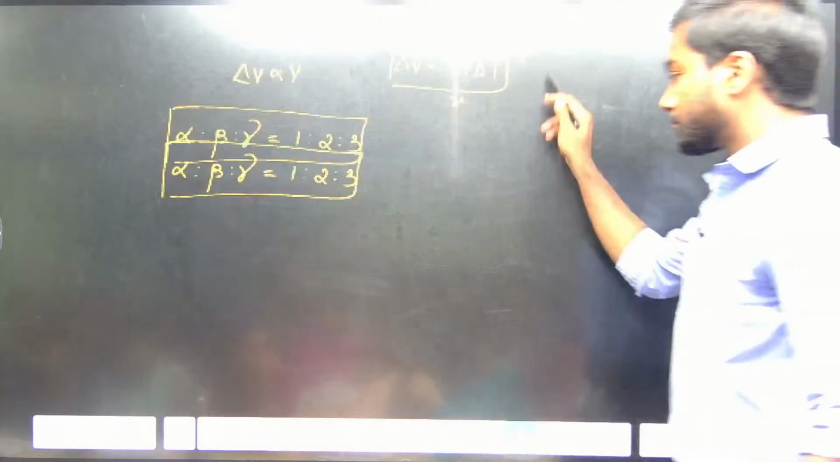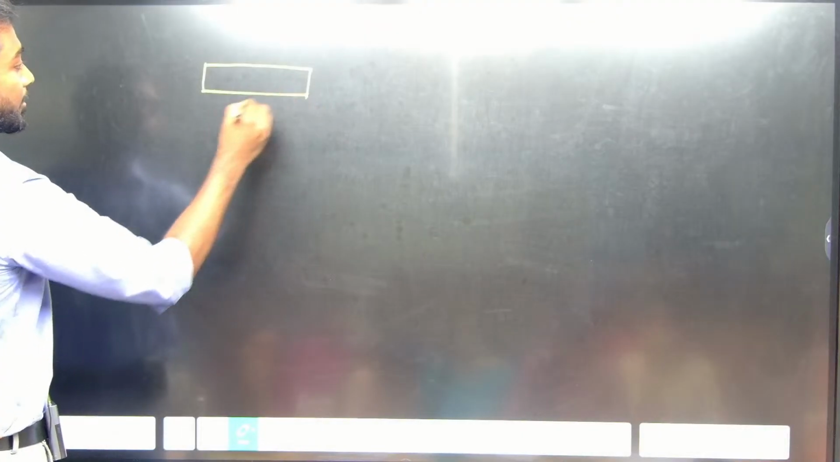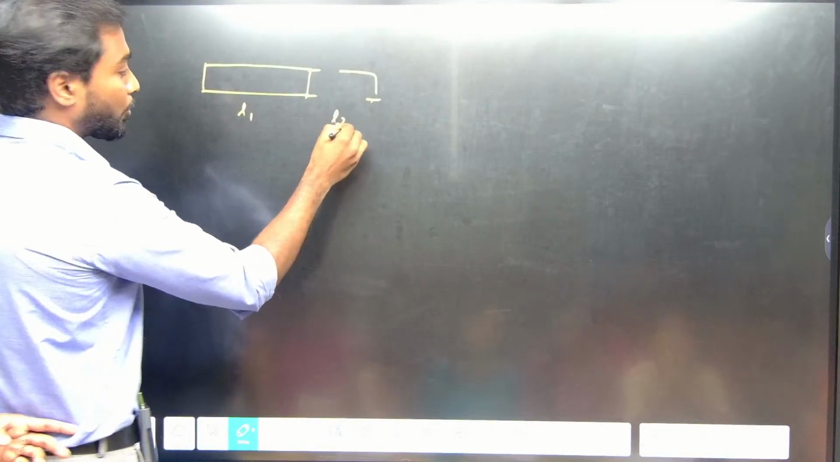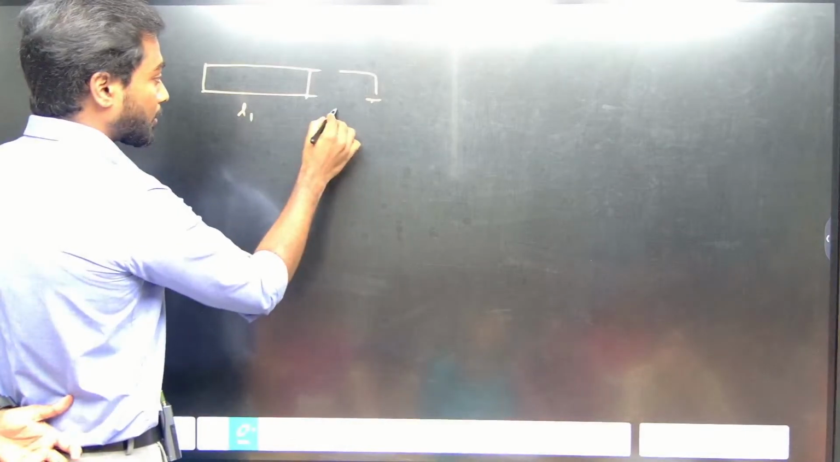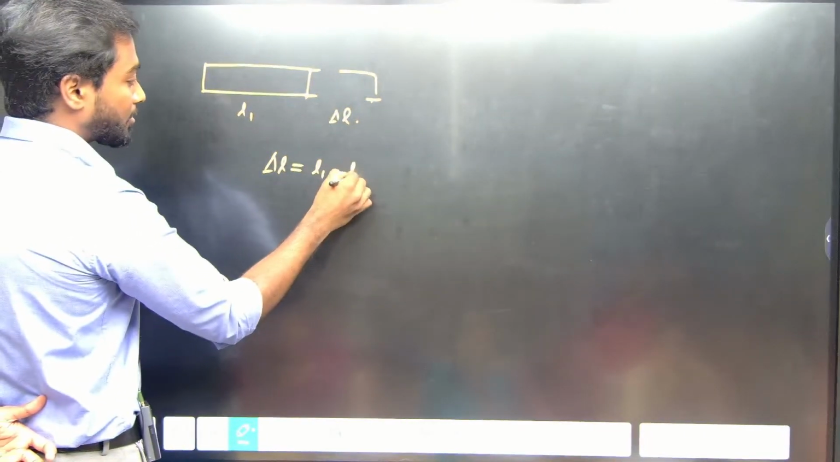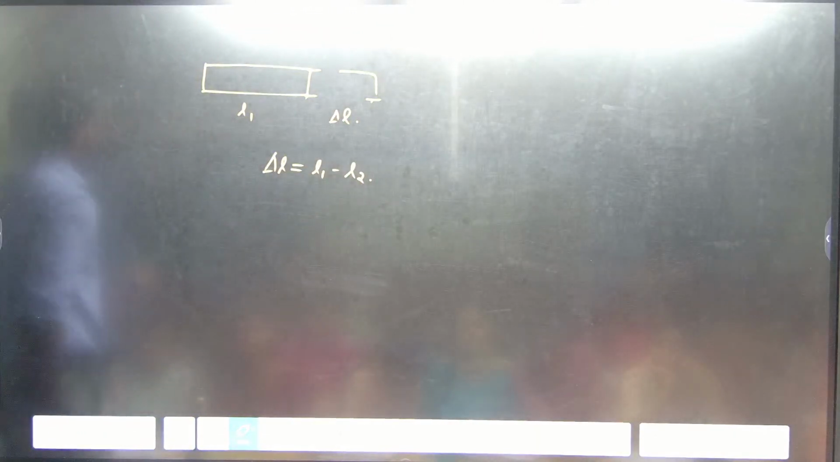Listen, listen. See, can I take the initial length as L1 and after the expansion this is L2, or delta L, I will call this one. So delta L will be nothing but L2 minus L1, correct?